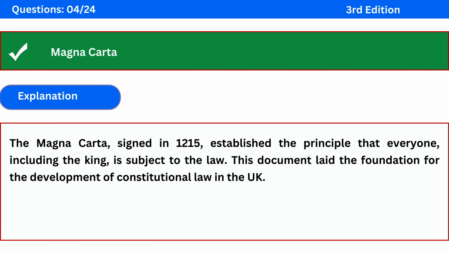The correct answer is Magna Carta. Explanation: the Magna Carta, signed in 1215, established the principle that everyone, including the king, is subject to the law. This document laid the foundation for the development of constitutional law in the UK.